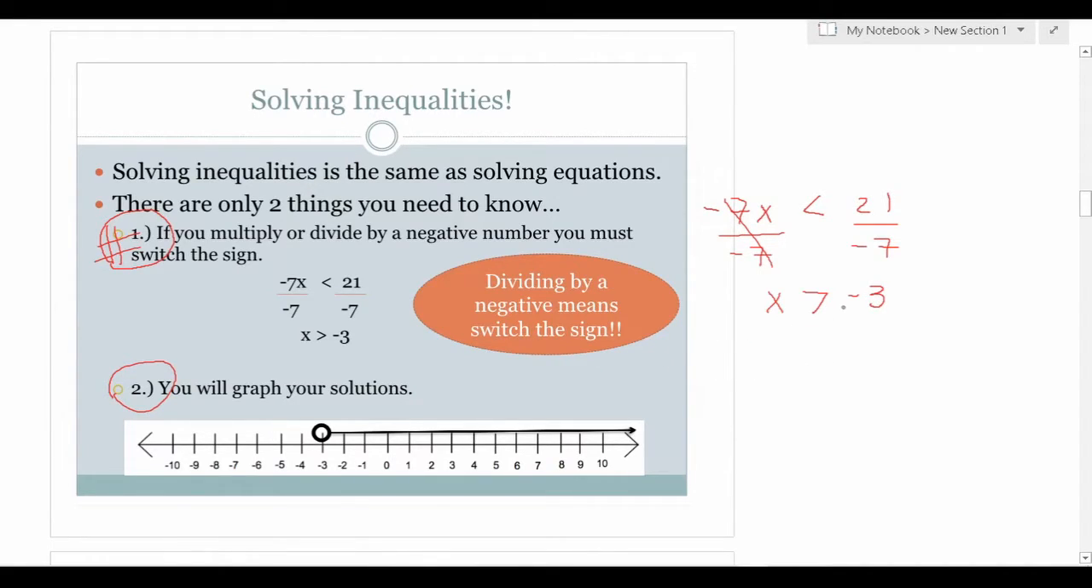Okay, so that was that example. If we were to graph this one, we would find -3 on the number line, put an open circle there. And this says we're interested in all the x values that are greater than -3. So we would draw our line to the right accordingly.